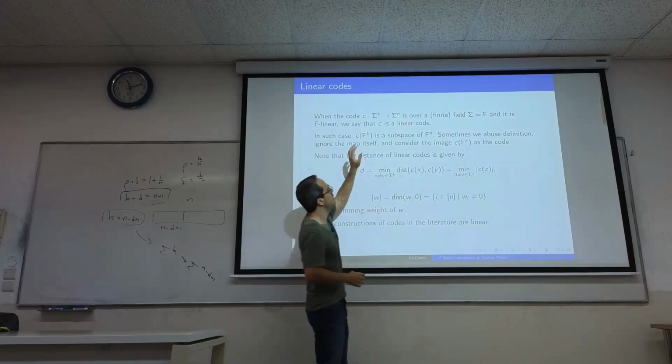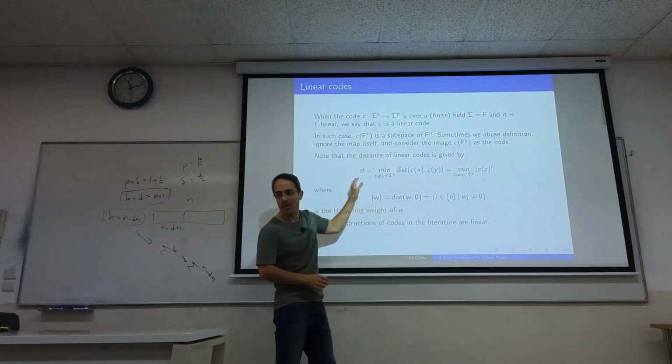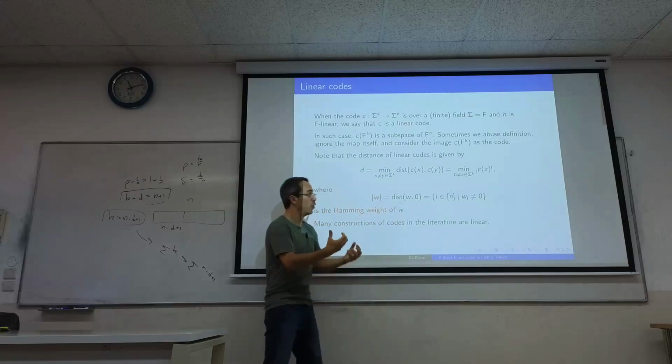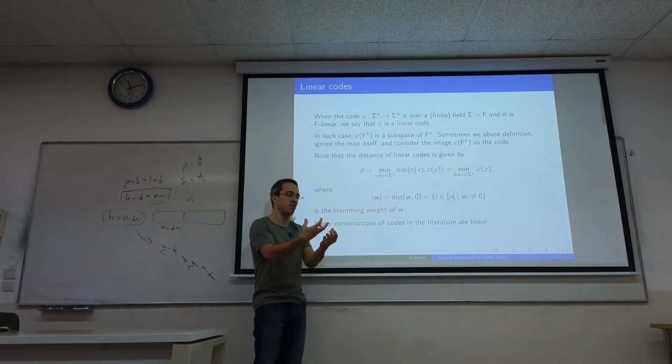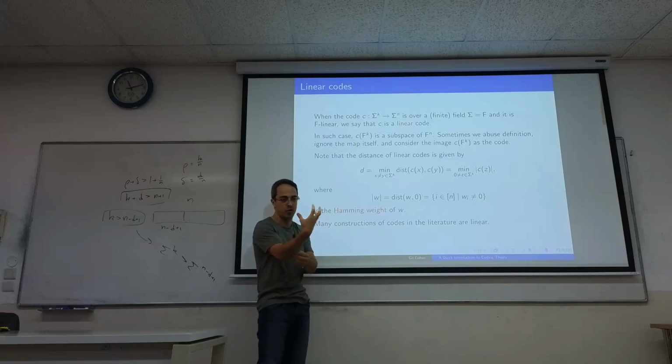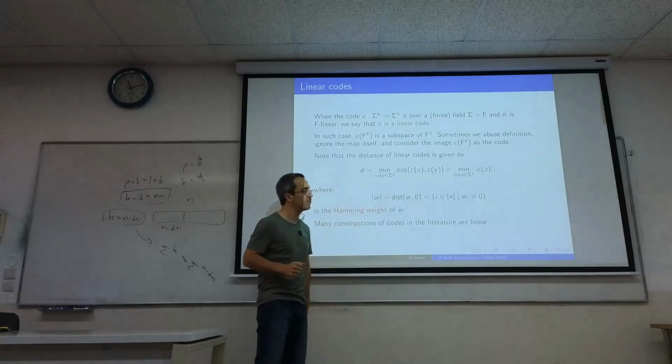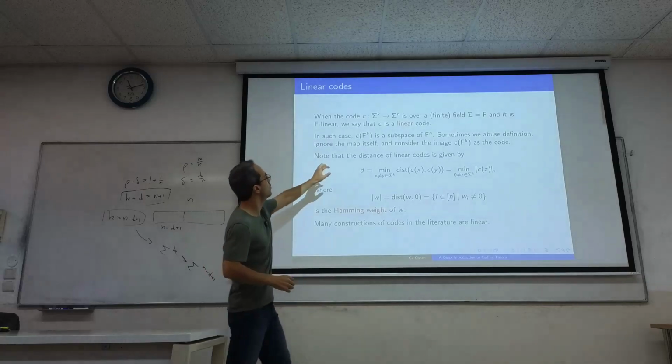And sometimes we refer to this subspace as the code. Sometimes we don't really care about the mapping itself. We just care about what the code words are. For example, the distance and the rate don't depend on the map itself. They only depend on the vector space. You just need to know the code words. You don't need to know how you translated the message to the code words. So sometimes we think of this as the code.